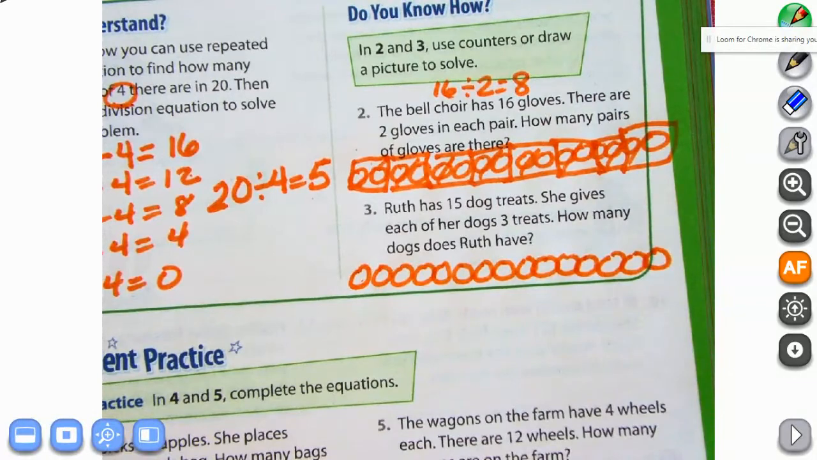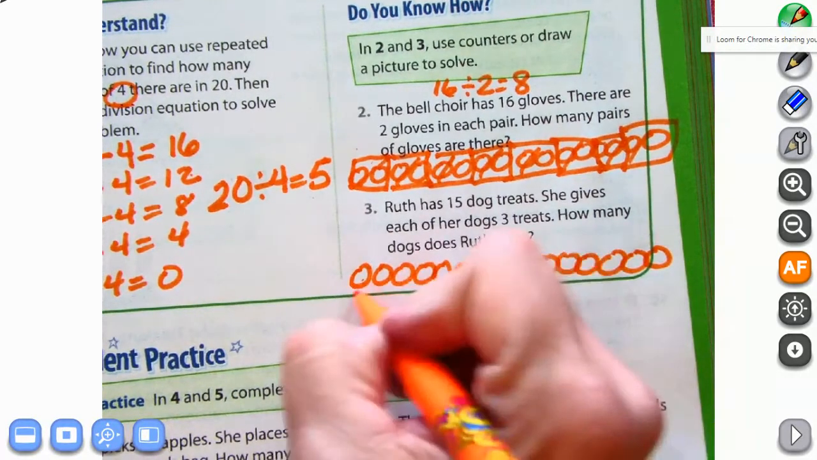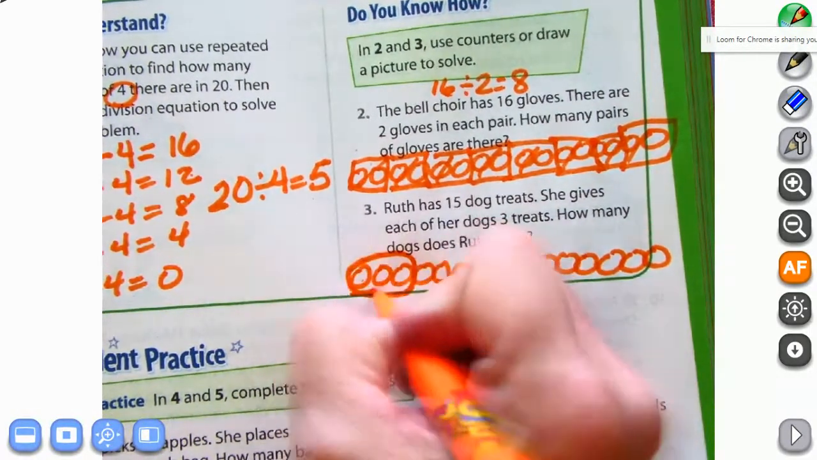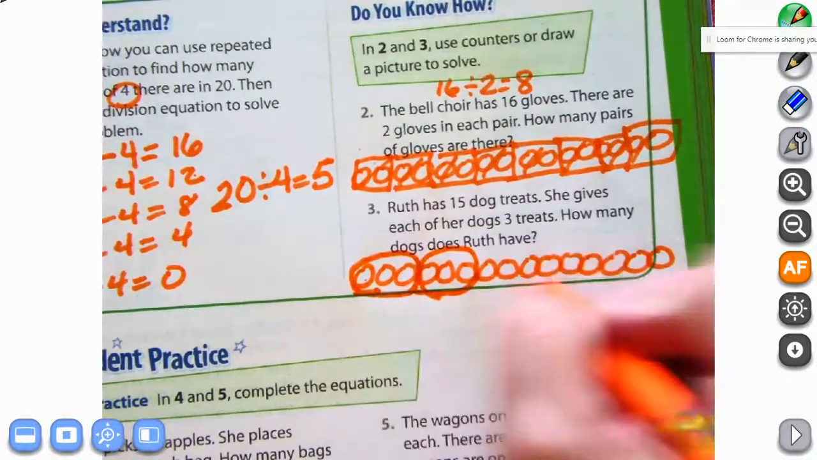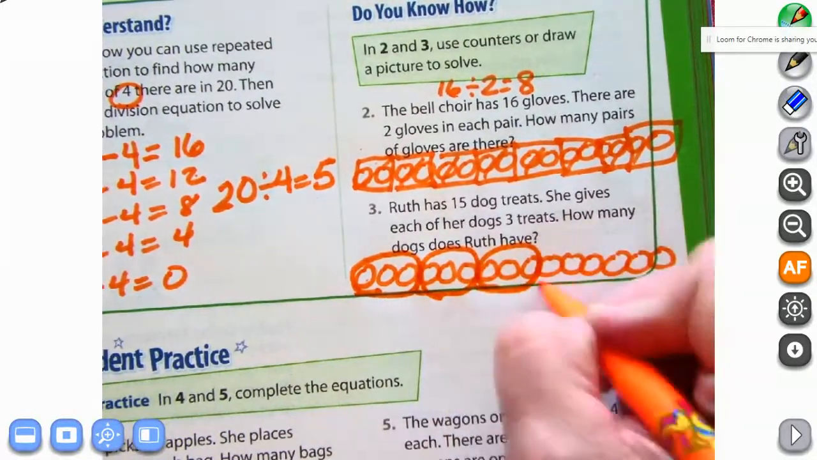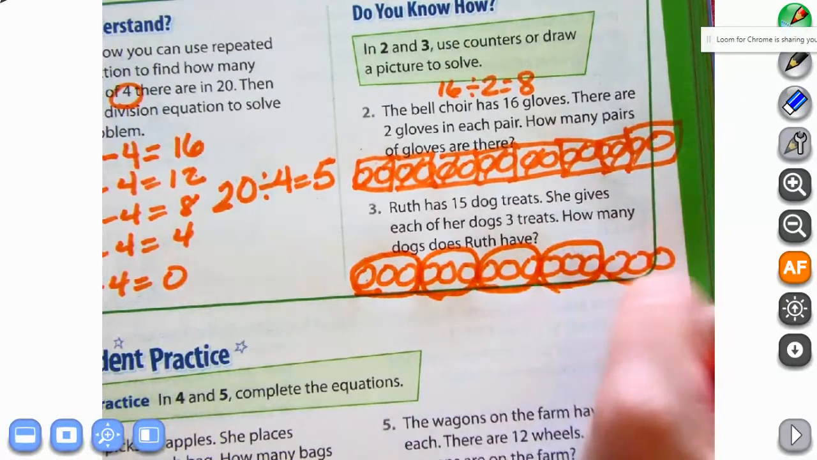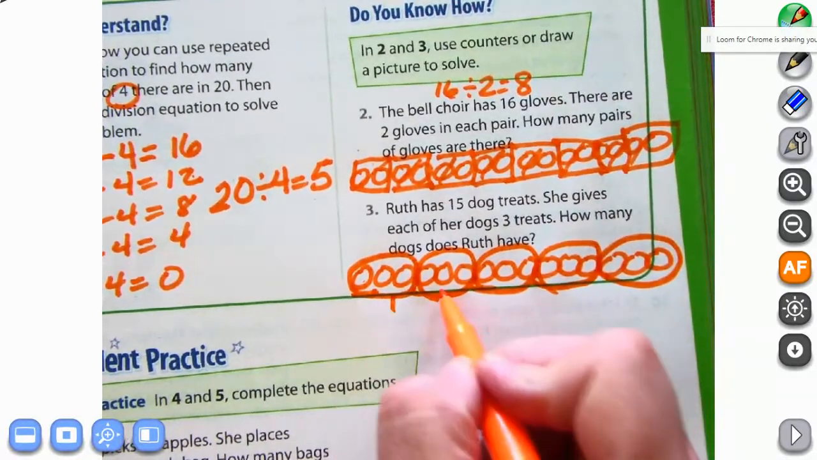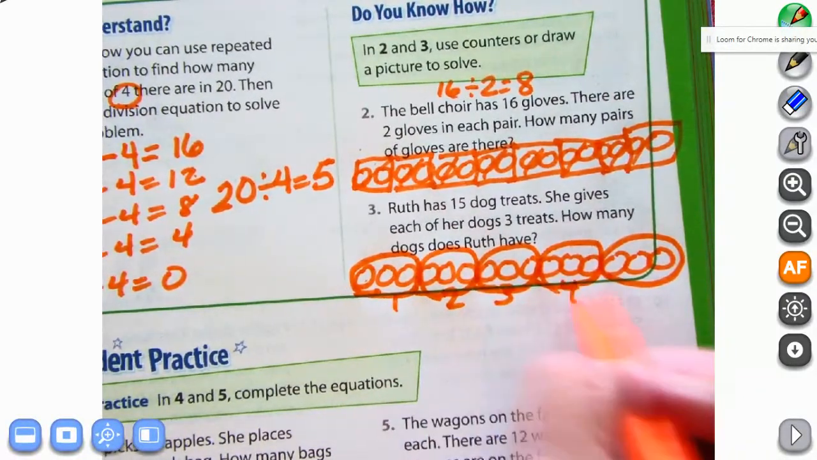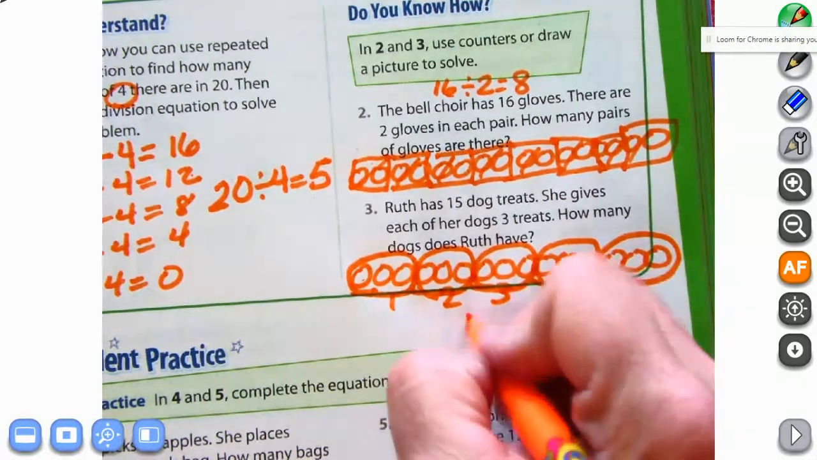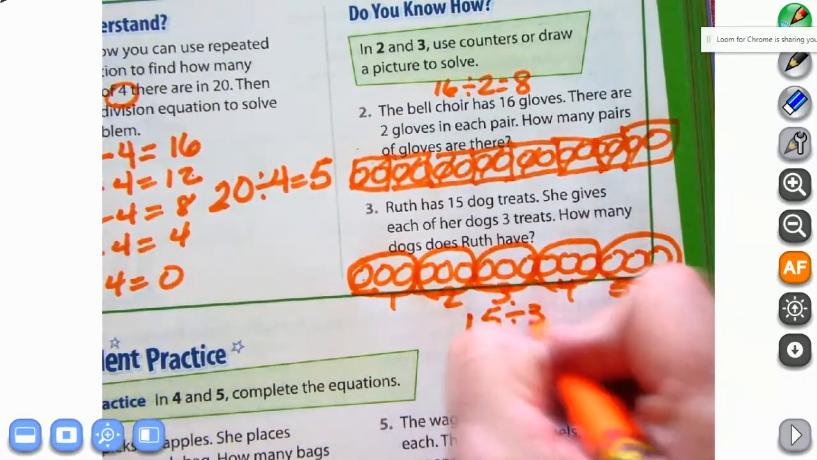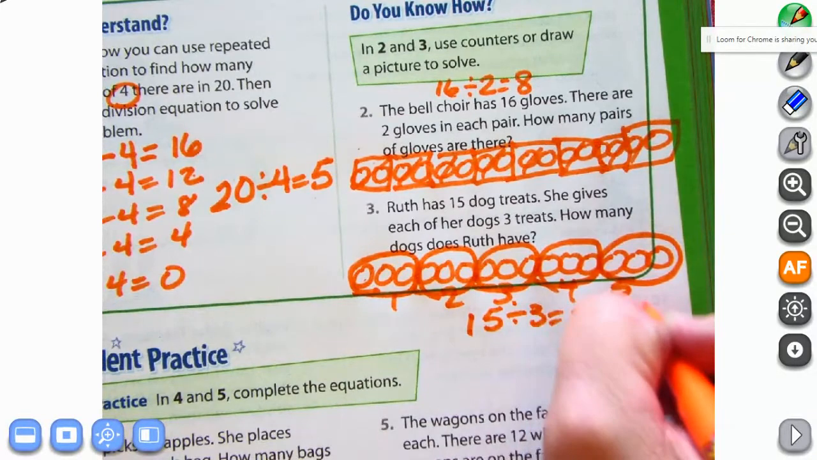And we need to put them in groups of 3. So count to 3, count 3 more, count 3 more, count 3 more, and count 3 more. So we have 1, 2, 3, 4, 5. So 15 divided by 3, she can feed 5 dogs.